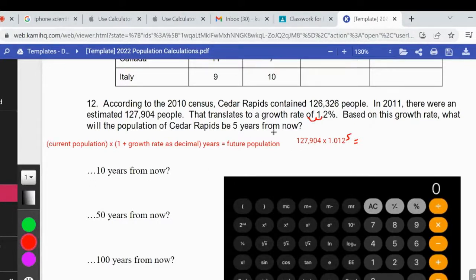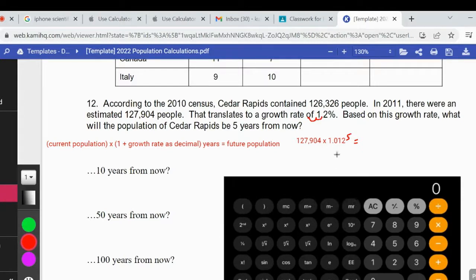So current population, 127,904 people in Cedar Rapids, Iowa. Doesn't really matter which one you use, this one or that one. It's going to come up with close to the same answer, and if it's close, that's good enough. Times 1 plus the growth rate as a decimal. Remember, to make it a decimal, you move the decimal over twice to the left, and it's going to be 0.012. So 1 plus 0.012 is 1.012 to the power of how many years in the future? 5. I'm going to do it on my little iPhone calculator.